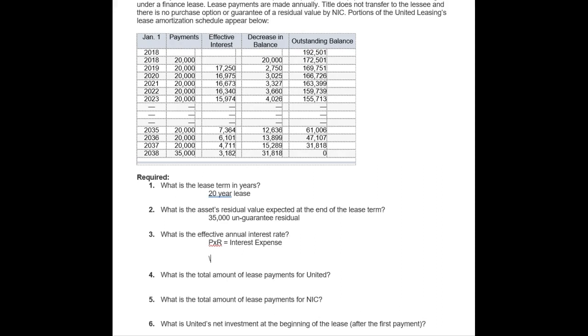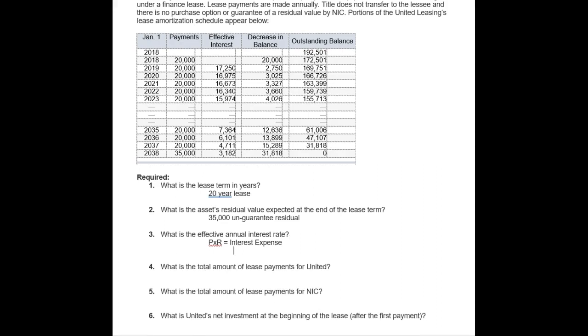Well, do we know the principal used? Absolutely, we know the principal used to calculate interest. So here, notice 17,250 is our interest. We would have used 172,501. So that would be our principal. So if we go here and we do 172,501 times some rate of interest equals my interest expense, which I know to be $17,250.